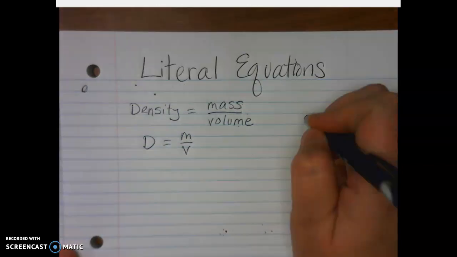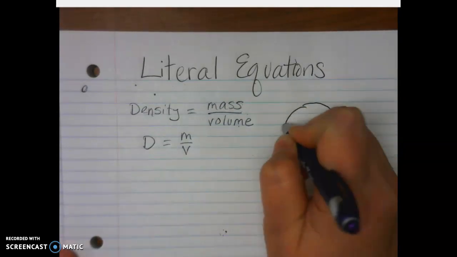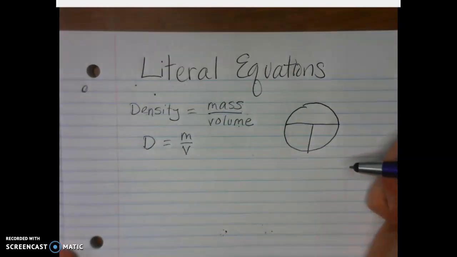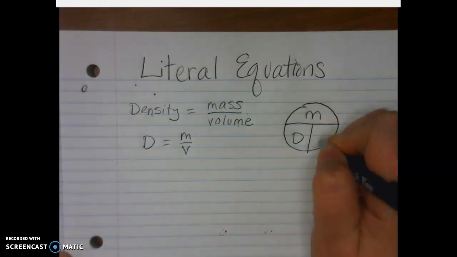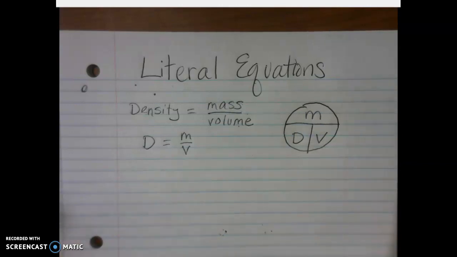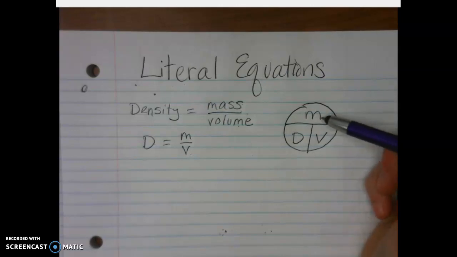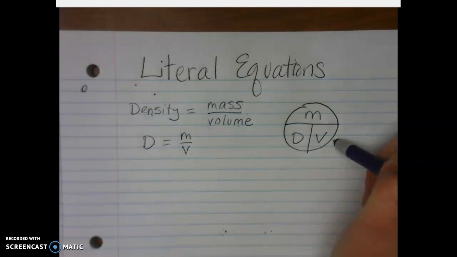Okay, so I have this really cool circle. I'm not very good at drawing circles. Maybe yours is better. It looks kind of like a, I don't know, a pizza or something. I have a mass, I have a density, and I have a volume. Now this cool circle trick only works if there's 3 variables. 1, 2, 3. 3 pieces to my pizza. And so I can figure out how to manipulate those 3 just based on their location within my pizza.